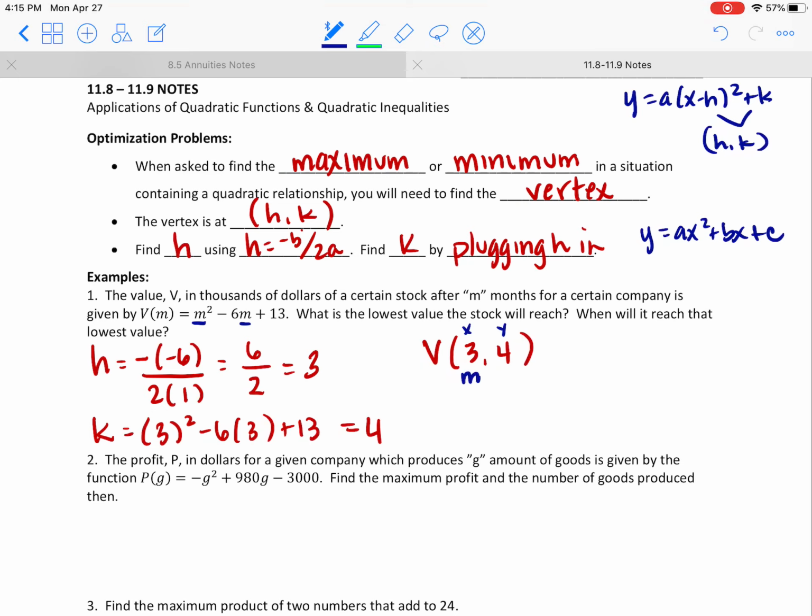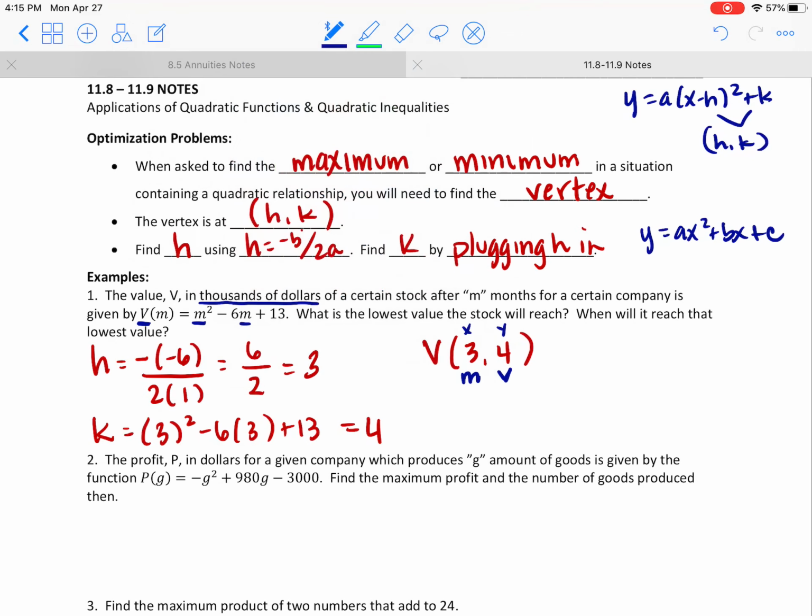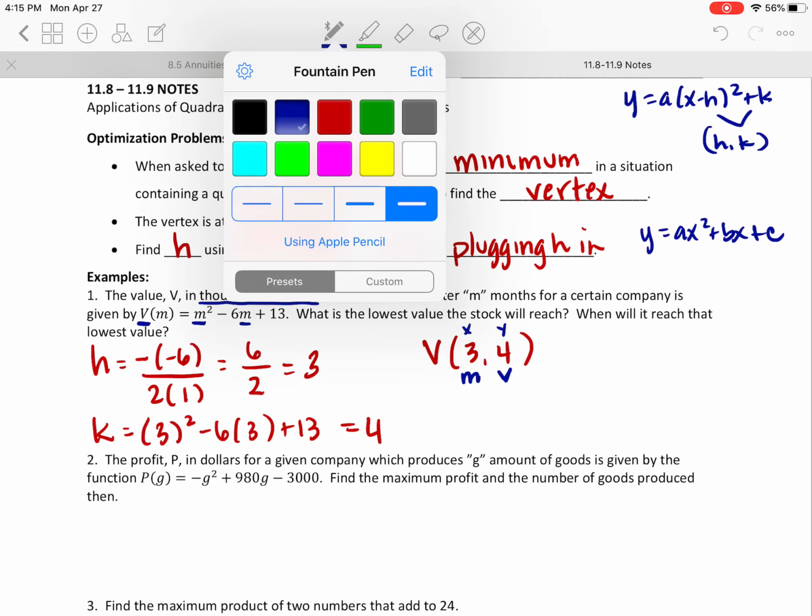in the point, right? Well, if we go back to the function, we don't have x's and y's. In place of where we would normally have an x, we have an m. So instead of this representing some random x value, this represents an m value. And then for y, over here where we normally have a y equals, we have a v of m. So instead of this representing some random y value, this represents a value for v. So the maximum or the minimum value is 4, and that happens after 3 months. And actually it's 4,000 because it tells us here v is in thousands of dollars.